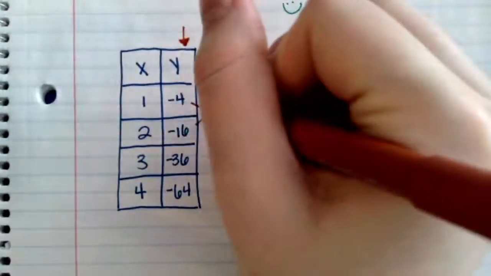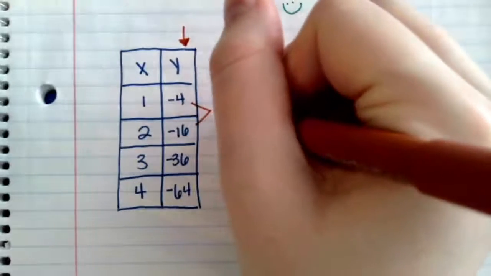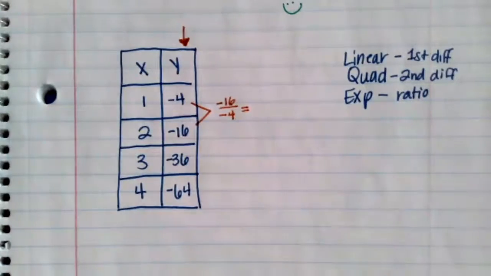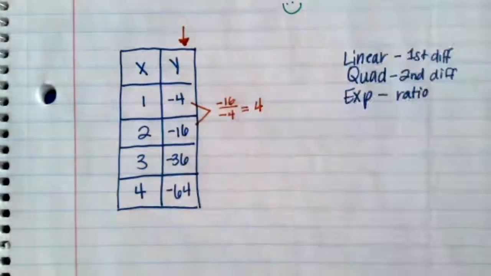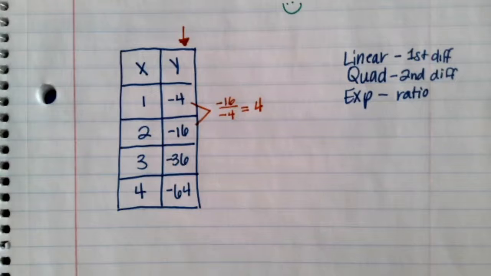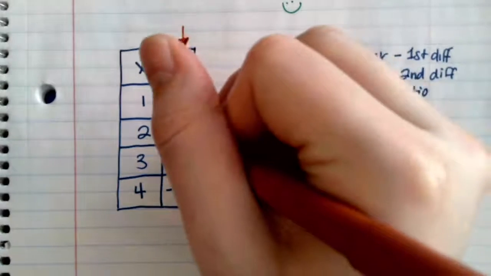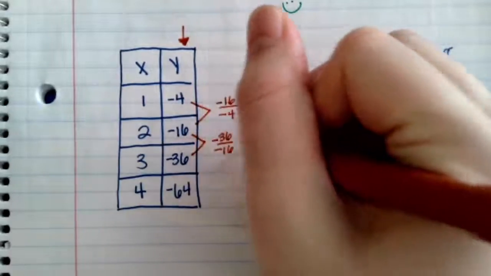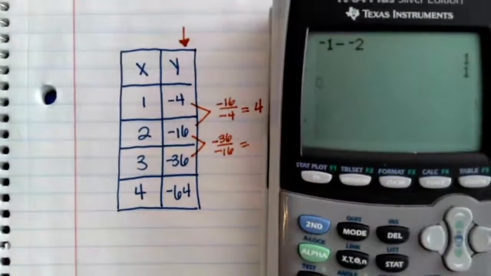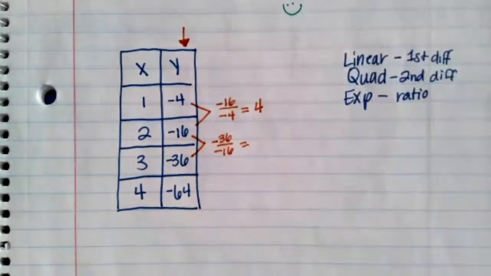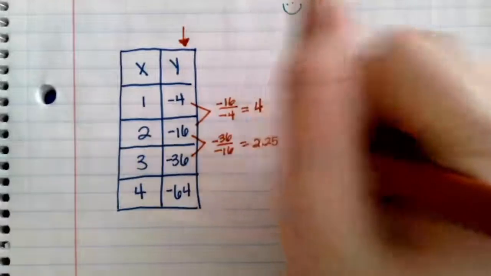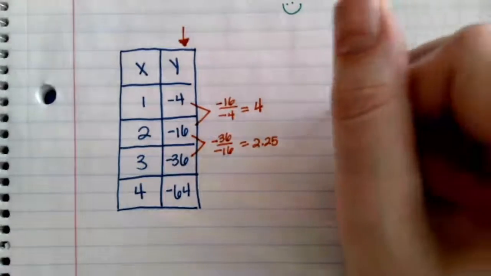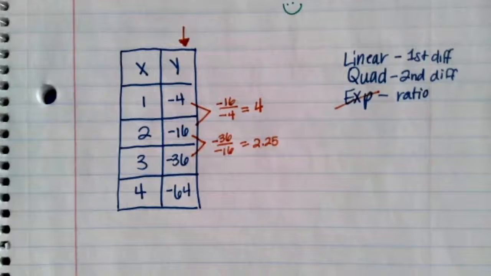So these two, I have negative 16 over negative 4. Well, negative 16 divided by negative 4 is a positive 4. Then I have negative 36 over negative 16. I'm going to grab my calculator for that. And I get 2.25. So automatically I know that it is not exponential because my ratios are not equal.